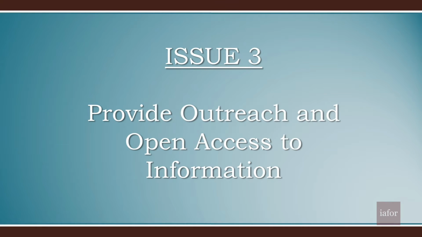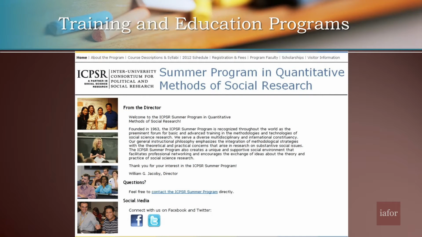The third, outreach and open access to information, the final issue, probably the most important one. We provide a number of training and educational programs to help people better use the data. The Summer Program in Quantitative Research Methods has been going on for decades. And every summer we have teachers who come in and teach the most sophisticated and the most basic courses in using secondary data. We typically have anywhere from 800 to 1,000 students who come through the summer program between early June and the end of August.